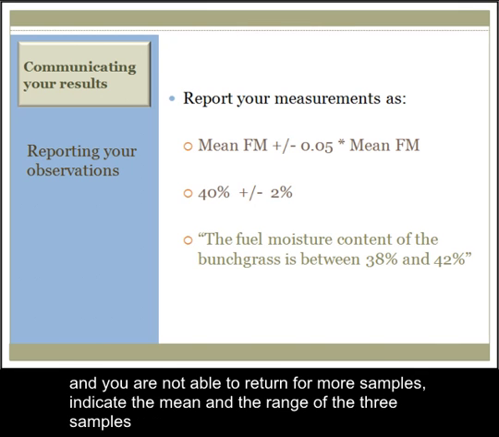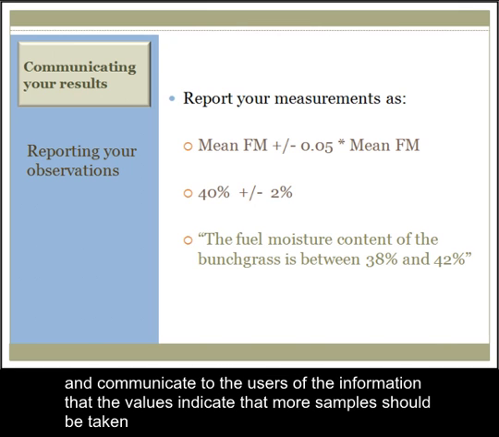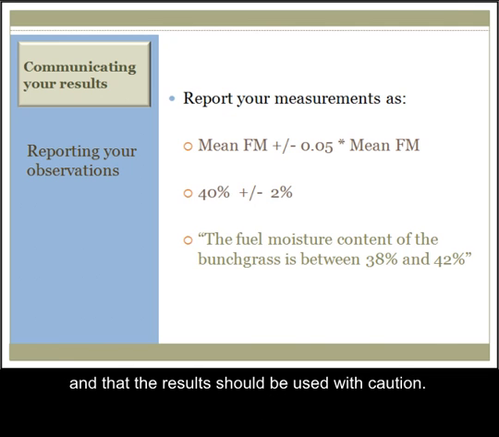If the graph indicates that the 3 samples are not adequate to express the variability of the fuel moisture values, and you are not able to return for more samples, indicate the mean and the range of the 3 samples and communicate to the users of the information that the values indicate that more samples should be taken and that the results should be used with caution.